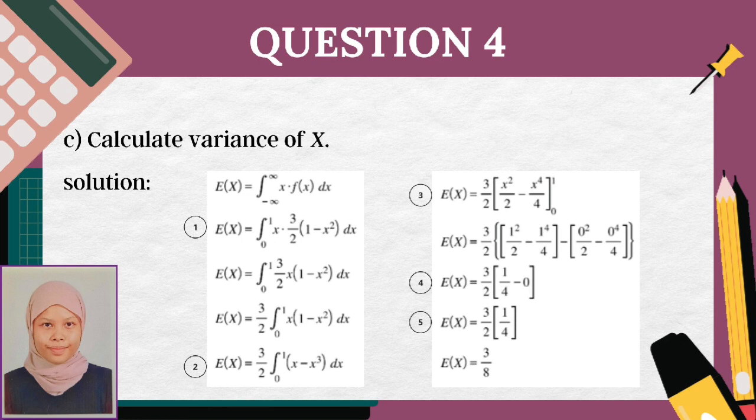Lastly, to solve C, firstly we need to find E(x), where the formula is the integral from negative infinity to infinity of x multiplied by the function f(x) dx. For this question, we can write it as the integral from 0 to 1 of x multiplied by the function 3 over 2 times (1 minus x squared) dx. 3 over 2 is a constant, so we put it out in front of the integral.